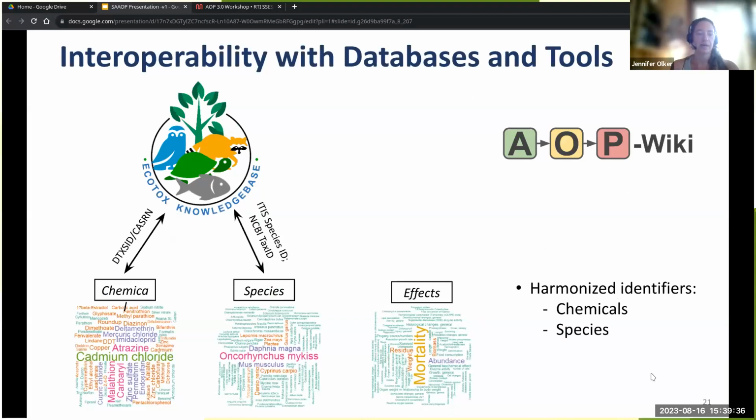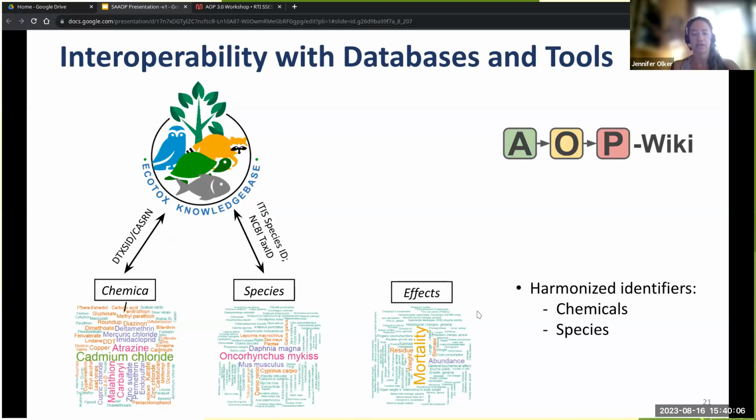So this is the diagram that I like to share because I am a visual person. And so we think about, how do we do this? For the chemicals and species, it's fairly straightforward because we have taken what we have in ECOTOX and made sure that for all the chemicals, we have CAS numbers, and then expanded that to also include the DSSTox substance IDs or DTXSIDs. And for the species, we were originally based on ITIS species IDs and have expanded that where possible to incorporate the NCBI tax IDs.